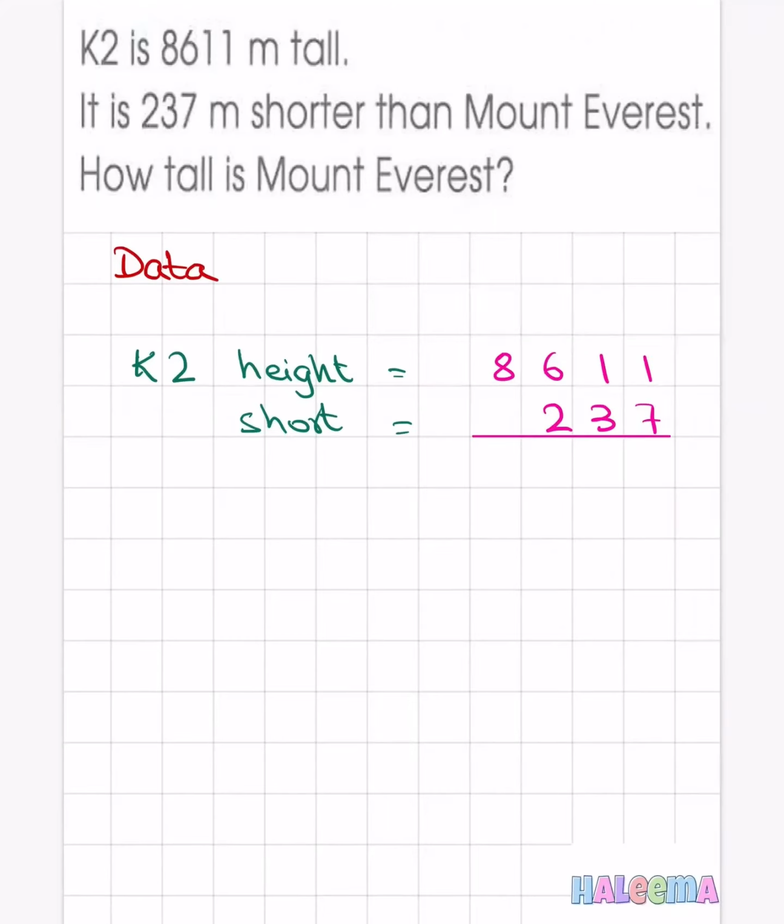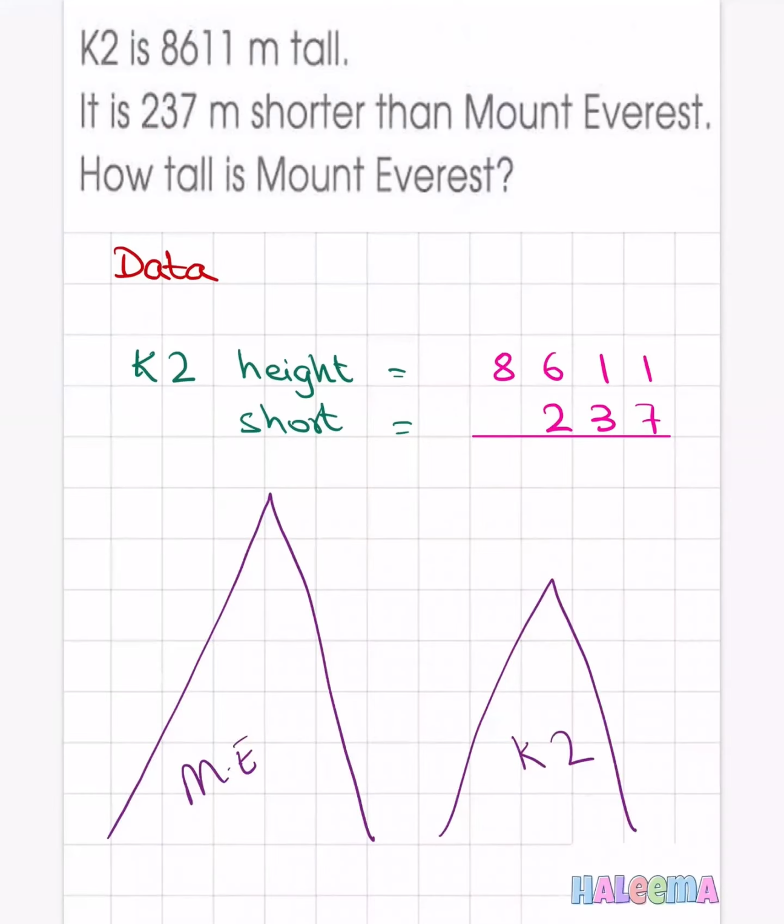Let's have a look at the question once again, okay? And it is 237 meters shorter than Mount Everest. Look here. For instance, this is Mount Everest and this is K2, right? Now, this is the height of K2 that they've given us, right? 8,611. It says it is 237 meters shorter than Mount Everest.